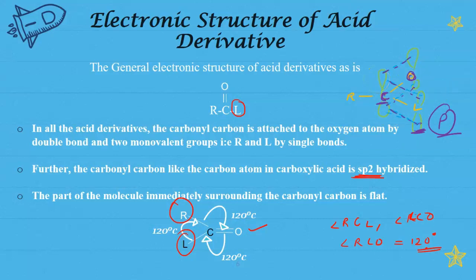It is basically showing the pi bonding between your carbonyl carbon, oxygen, and the atom of the group L. So what is happening? There is complete delocalization of electrons over here. Correct? So that is about the electronic structure of acid derivatives. I hope you have understood that well. Let's proceed to another important topic in this series.